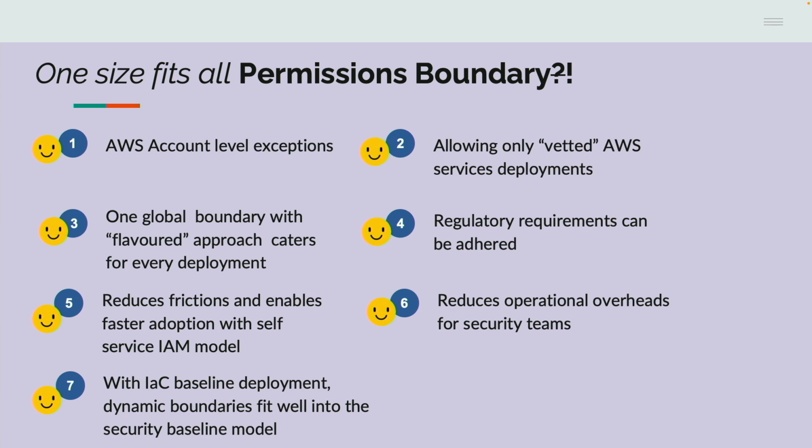At the same time, you're also reducing the friction because developers can self-contribute to the permission boundary using the self-deployment model. You're reducing the operational overhead for IAM or security teams to actually ensure that the permissions are right, following the least privilege model. And with IaC baseline deployment, it gets really easy. In the example that I presented, it's using Terraform, but it could be any other deployment workflow. With infrastructure as code, it really gets easy to get this into action.